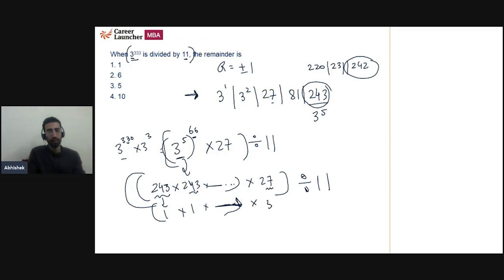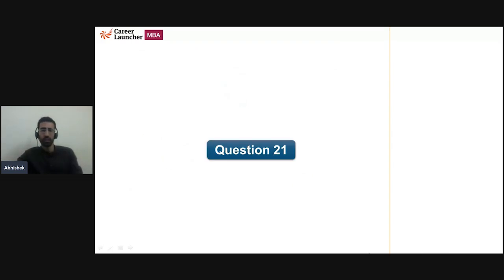And then 27 divided by 11 leaves 5. So the remainder you get is actually from 27. And the final answer is 5. That's option 3. I hope this is clear. It's a straightforward question.